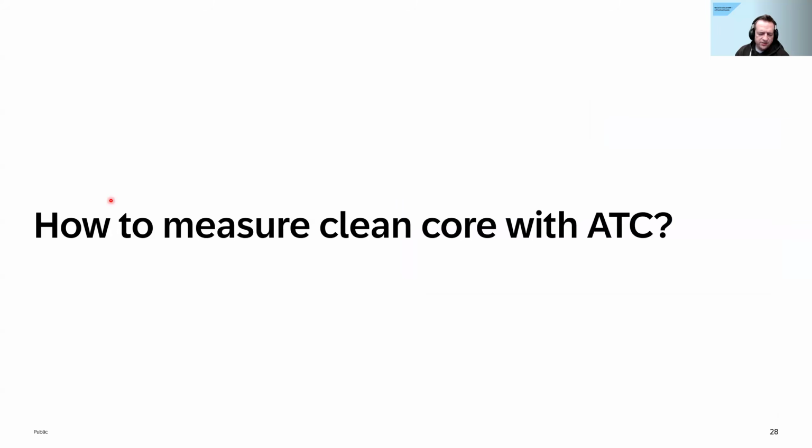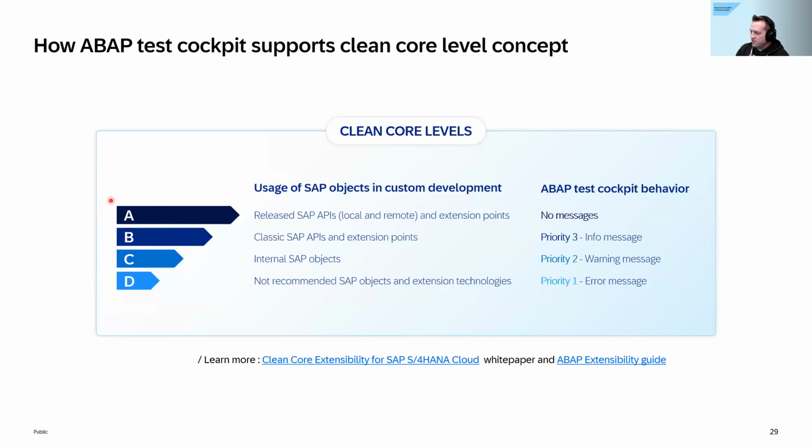But how does it work now with ATC and clean core? As mentioned, we have this new concept here that we have the clean core levels in. What is happening there is that we have this ATC check, and based on different pieces of information, this ATC check will end up with priority 3, 2, or 1 findings. How does it look like?